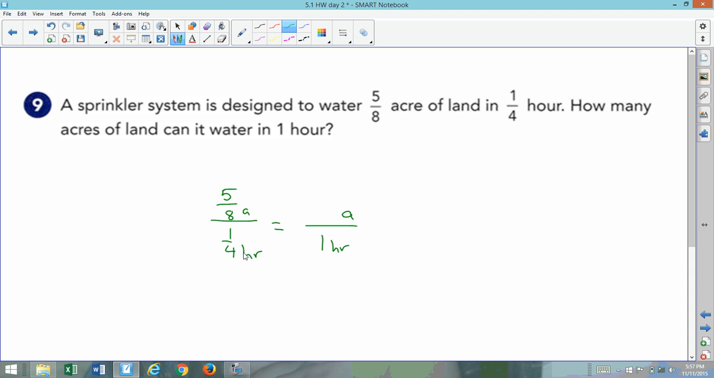Well, we know that 1/4 of an hour we would have to times by 4 to get 1. So whatever we do to the bottom, we have to do to the top. So 5/8 times 4. It's going to be 4 over 1 because I changed to an improper. Always cross cancel if you can. Goes in once, goes in twice. We get 5 over 2, which is 2 1/2. So 2 1/2 acres per hour.